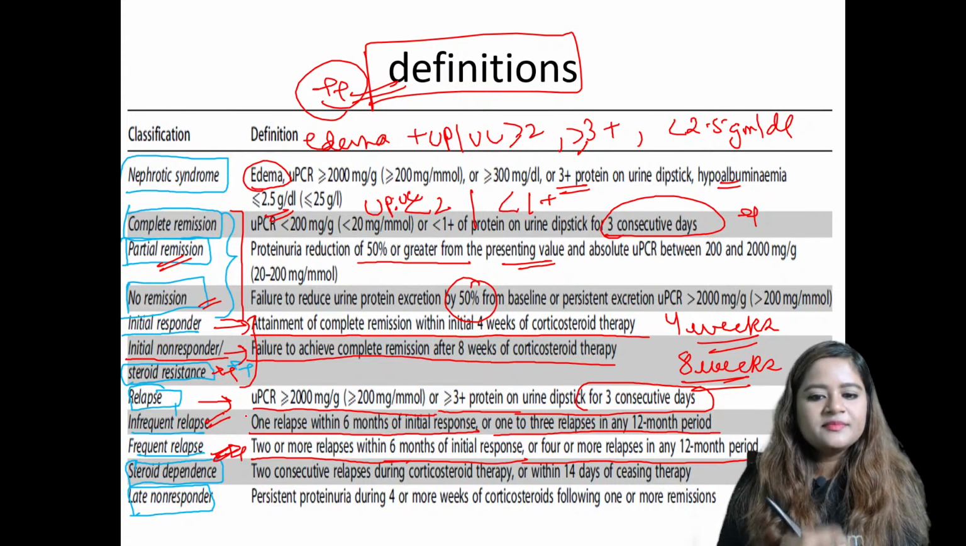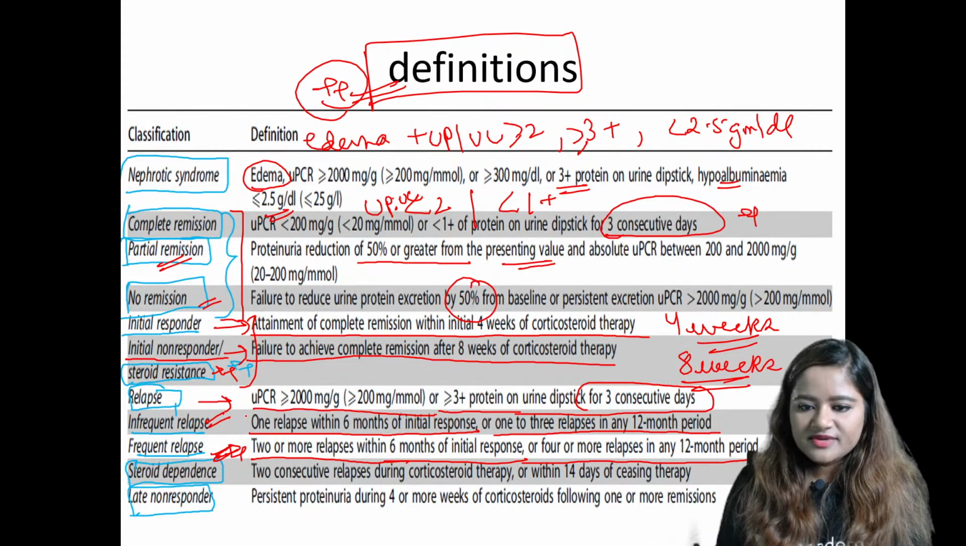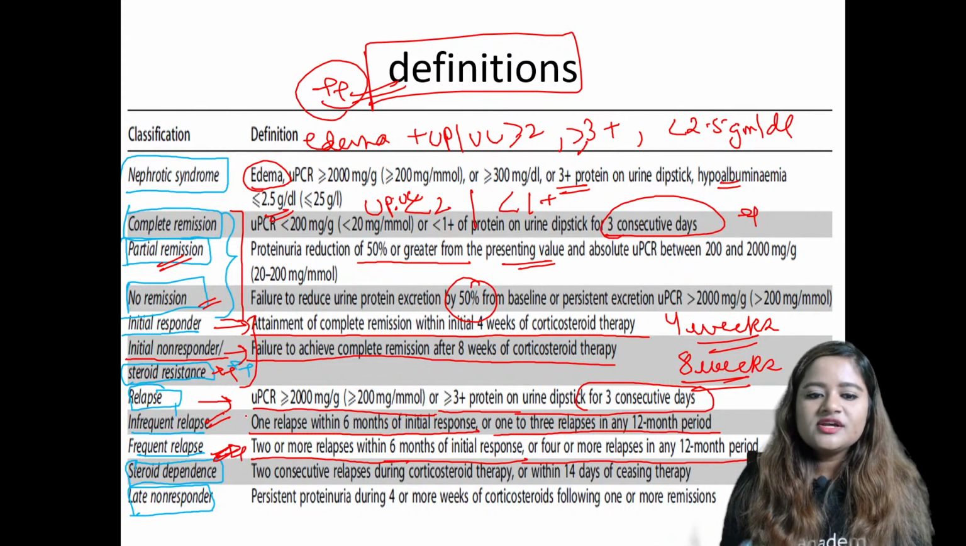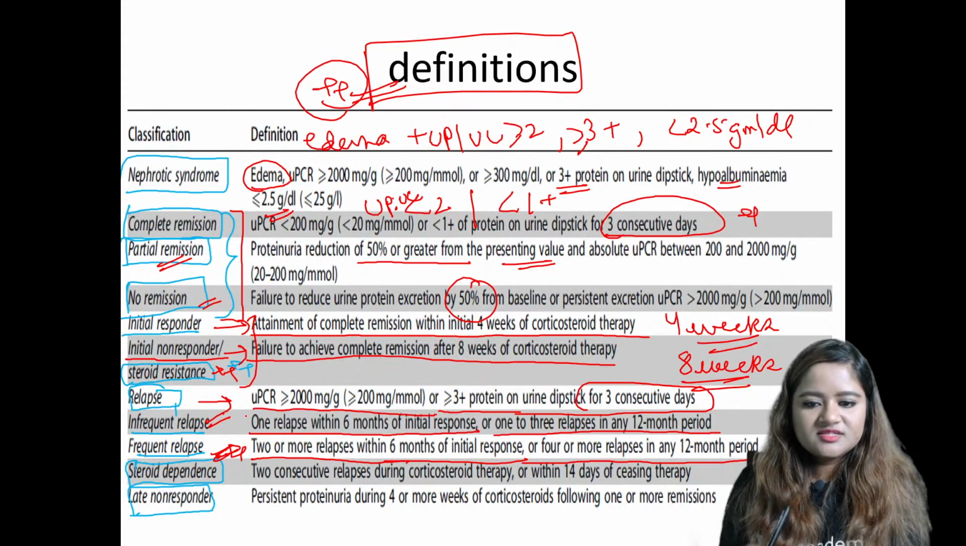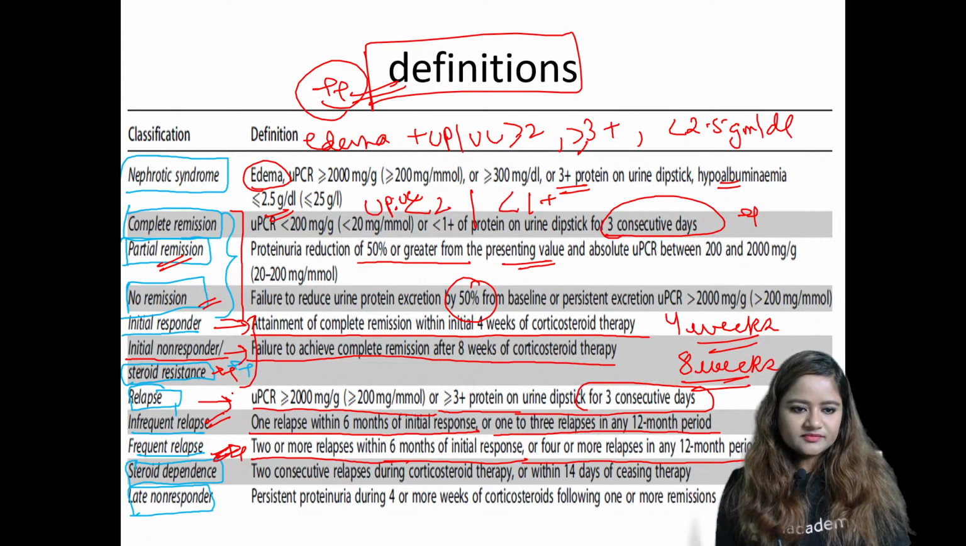Infrequent कब होता है? 6 महीने में एक बार या फिर 1 to 3 times in any 12 months period. ठीक है? Frequent क्या हो गया? Just double of it. 2 relapses in 6 months or 4 or more relapses in any 12 months period. Is it clear? रेमिशन समझ आ गया, रिलैप्स समझ आ गया.